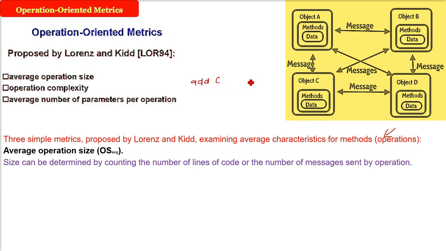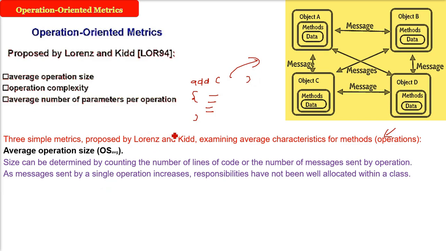For example, this is a function. So we can compute or count the line of code and the number of messages sent by operation. How do we send the message and get the message? Through the function interface. That is the input parameter and the output parameter. So as messages sent by a single operation increases, the responsibility is not being properly allocated within a class. There is only one function doing a lot of work. The other functions are not doing that much work.